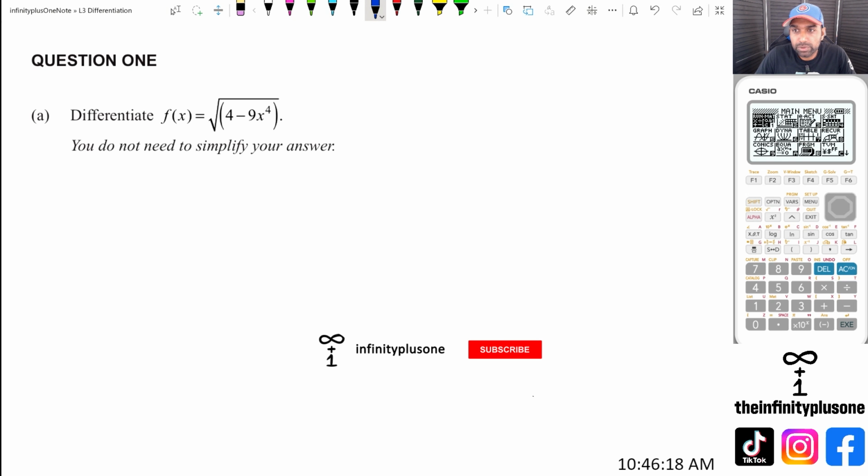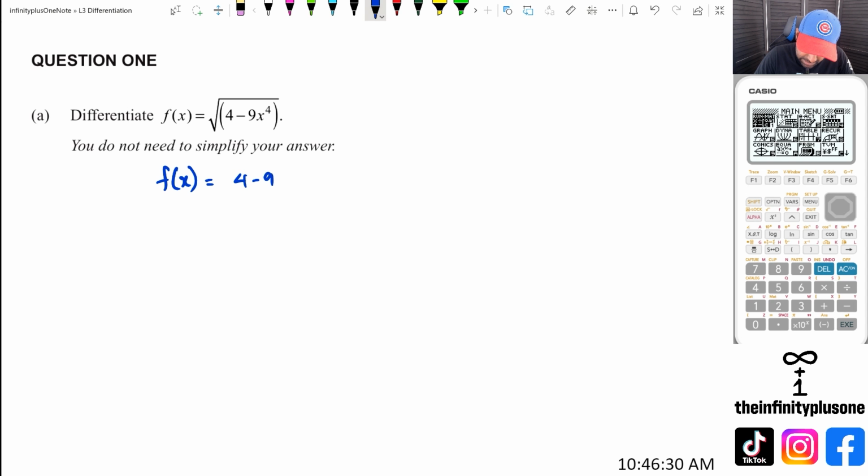So question 1a, what we've got is just a differentiate, straightforward one. Don't need to simplify the answer. So before I even start, I'm going to write this as f of x equals (4 minus 9x to the power of 4) to the power of half, because it just makes it easier for me to manipulate things from there. So then f dash of x is: bring the power in front, which is half, multiplied by (4 minus 9x to the power of 4), to the power of half minus 1, that's going to become negative half.